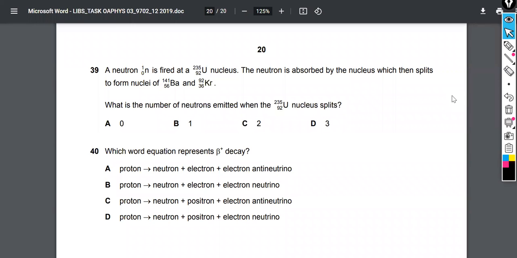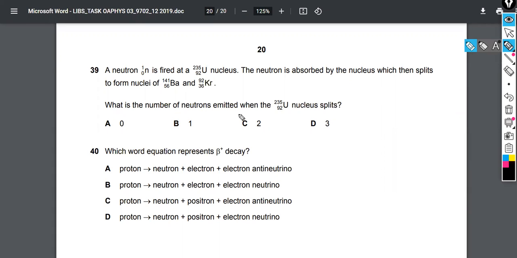All right. These questions are related to the learning objectives associated with radioactivity. Paper 1, this comes from a question paper administered in 2019. It says a neutron, and the nuclide symbol for a neutron is given there, is fired at a uranium-235 nucleus. The neutron is absorbed by the nucleus, which then splits to form nuclei of barium and krypton.